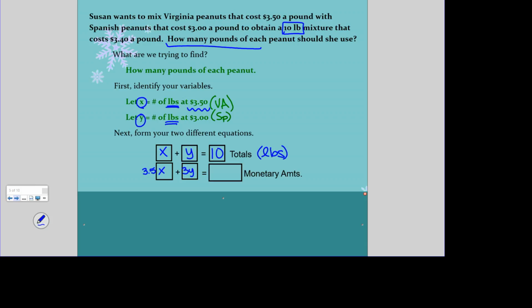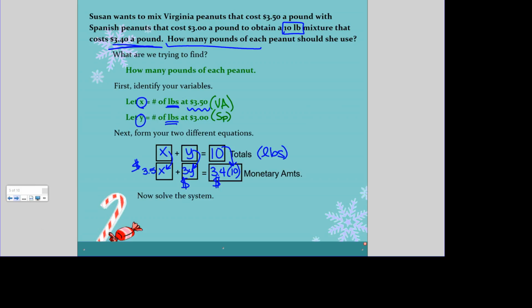And if we want the end result, a 10-pound mixture, to be $3.40 per pound, then we need to still calculate that amount as well. And so here we have our two equations, the totals equation representing the total number of pounds of each, and then the monetary equation representing how much per pound. You can see we recopy, we still have our structure, x plus y equals 10, but in the second equation we're multiplying each by its monetary amount.